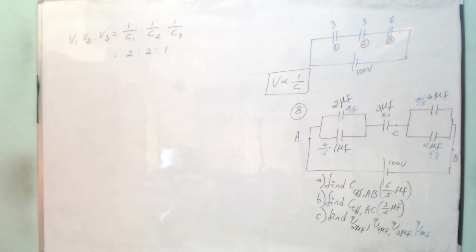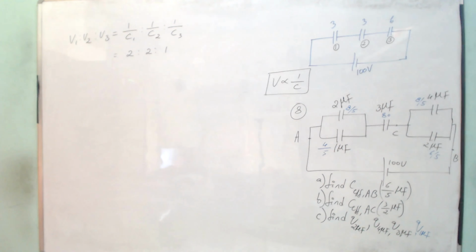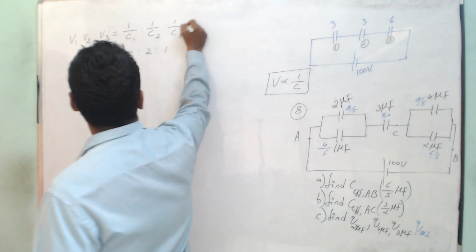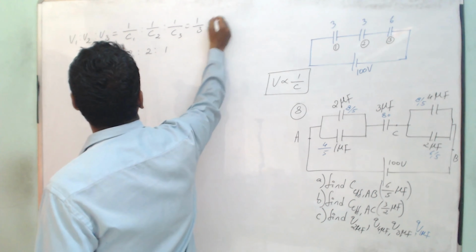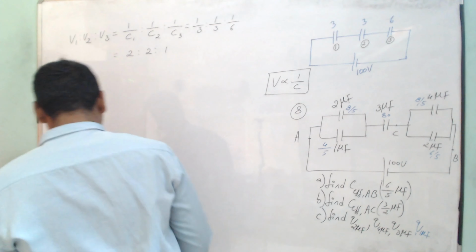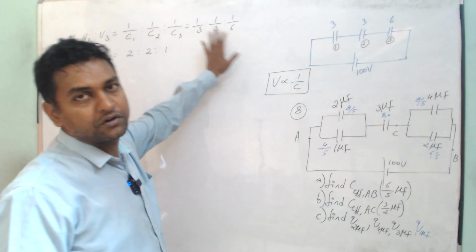Isn't it 2 is to 1 is to 1? 1 and 2 are same, right? They should be same. Okay. I'll substitute. I am saying 1 by 3 is to 1 by 3 is to 1 by 6. I got it, sir. 1 is to 1 is to 1 by 2, or 2 is to 2 is to 1.